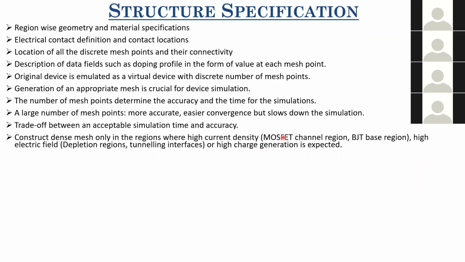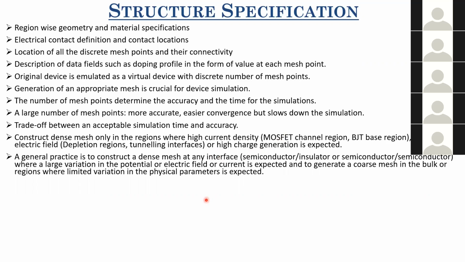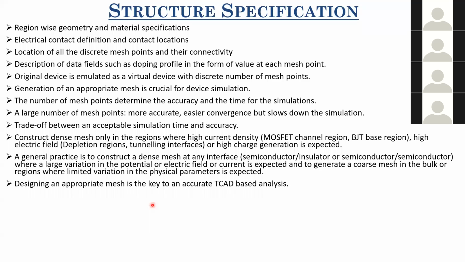So you make a coarse mesh for the entire device, but you identify the regions where you have high current density or high electric field or high charge generation, and there you use very fine meshing, or place these mesh points as close to each other as possible. Also, a general practice is to construct a dense mesh at all the interfaces, because at an interface between two different materials, a large variation in the potential and electric field is expected, and therefore we have to construct a dense mesh at all the interfaces.